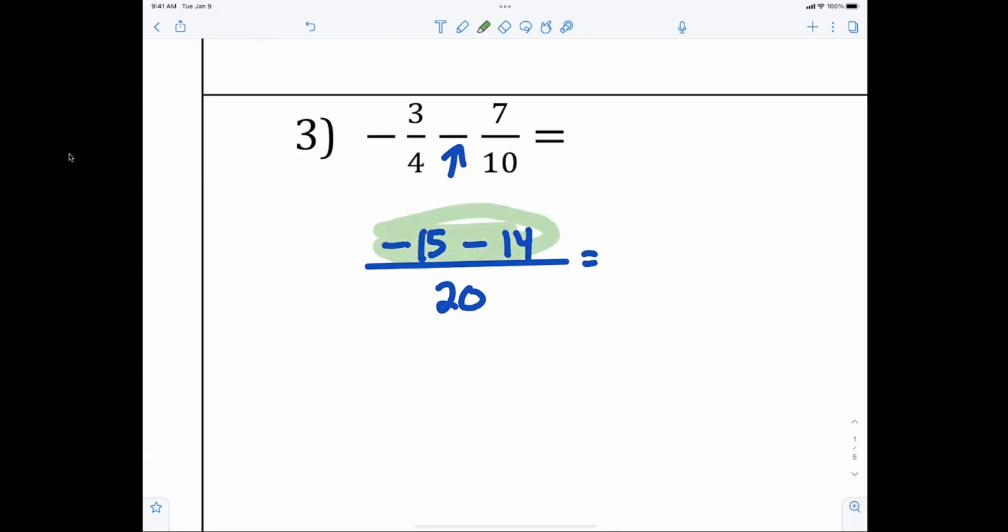I know. No, I know you do. Tell me what negative 15 minus 14 is. Now, be careful. You owe your mom 15 and you owe your dad. Yes. What kind of 29? Negative 29 over 20.